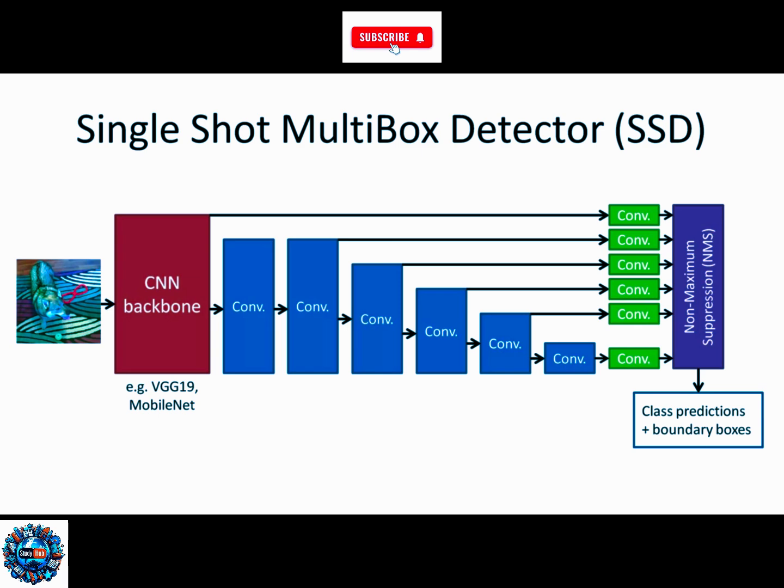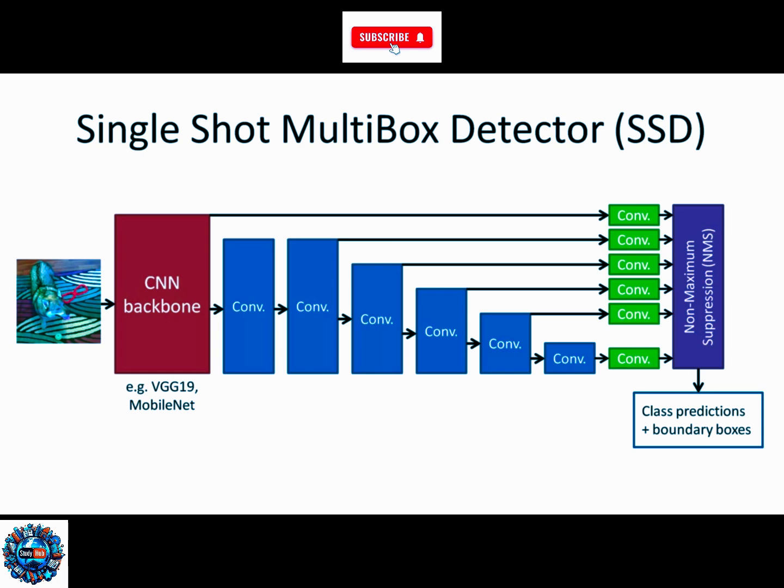In essence, they used the location information embedded in varying sized feature maps to locate objects in the input image. They called this approach the single-shot multi-box detector, or SSD for short. A known good convolutional neural network like VGG19 or MobileNet would be the feature extractor for this model.